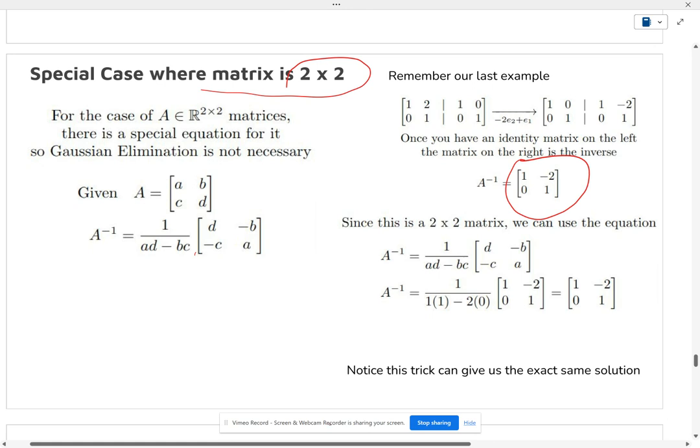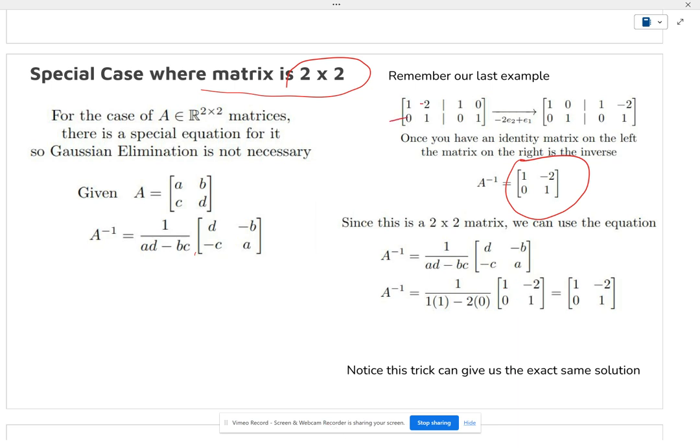Now let's use the shortcut. Notice if we use the shortcut for this matrix. Yes, so this is the shortcut. Notice, you can flip them, but the flipping doesn't matter.